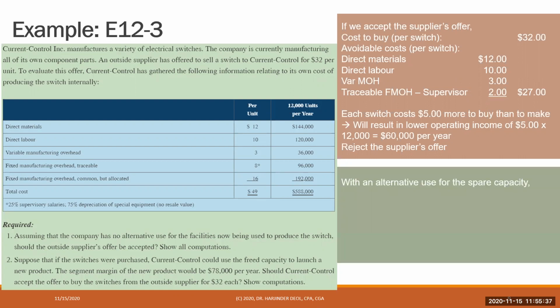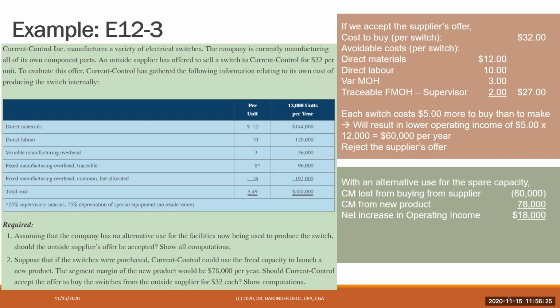So given the fact that we have now an alternative use for the spare capacity, even considering that we will be losing contribution margin of $60,000 from buying from the external supplier, when we consider that we can actually earn additional contribution margin or segment margin of $78,000 from the launch of the new product, the $78,000 of additional contribution margin from the new product is more than the contribution margin that we will give up from buying from the external supplier. We will still be ahead by $18,000.